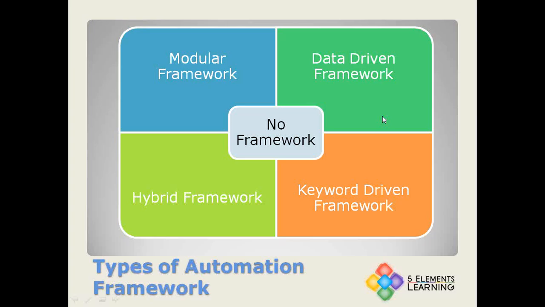Now, there are different types of automation framework available. We have modular framework, data-driven framework, hybrid framework, and keyword-driven framework. These are the four different frameworks available to us in the market. Nowadays, people have also started using BDD with Selenium. We'll talk about it a little later.